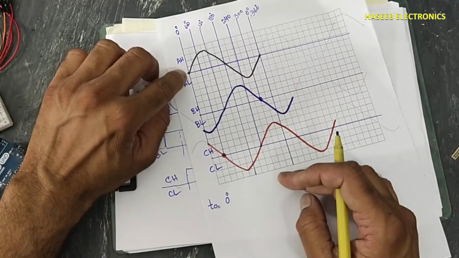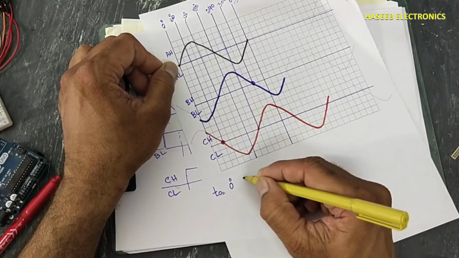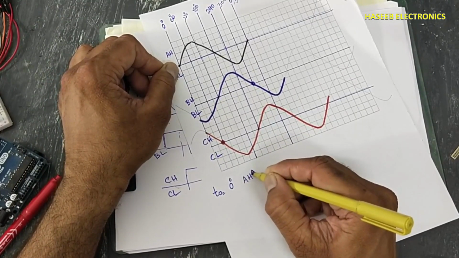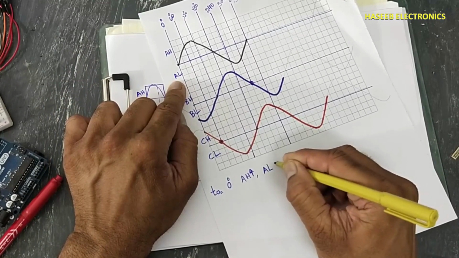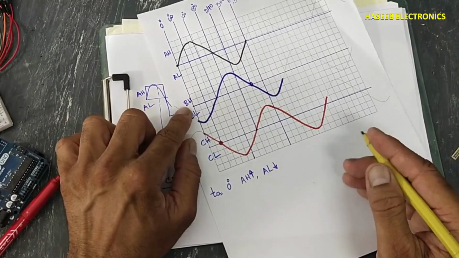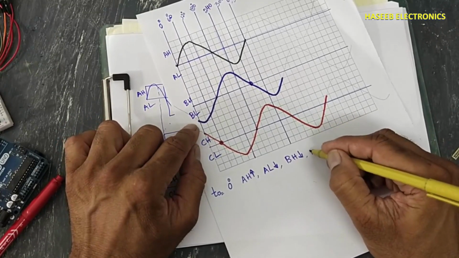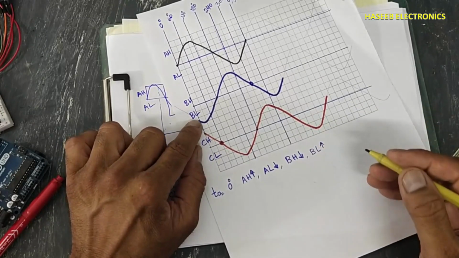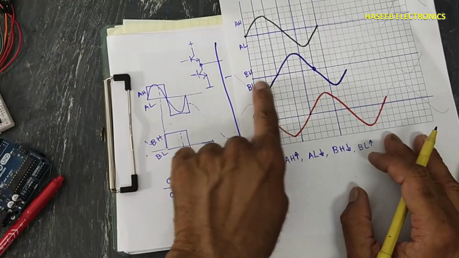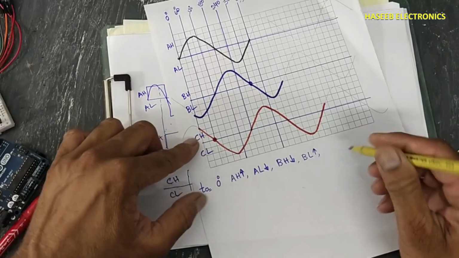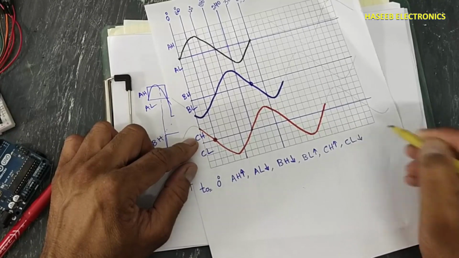Similar here, if you will see here, at 0 degree, A high will go high. At that time, A low is low. B high, this signal will remain low, but B low will go high. When it goes high, this transistor will switch and it will provide this voltage from negative side. C high will go high, C low will go low.